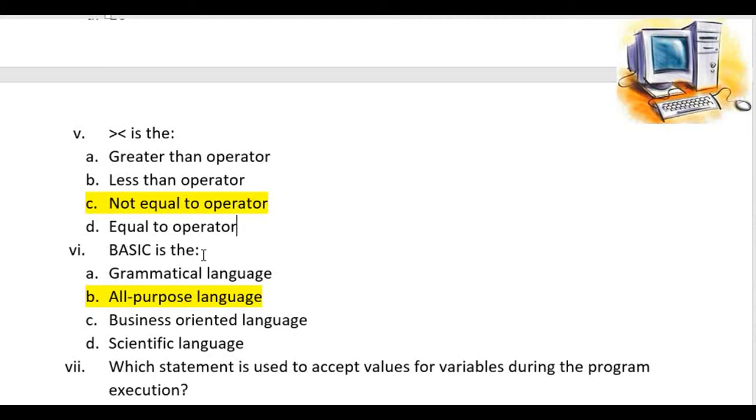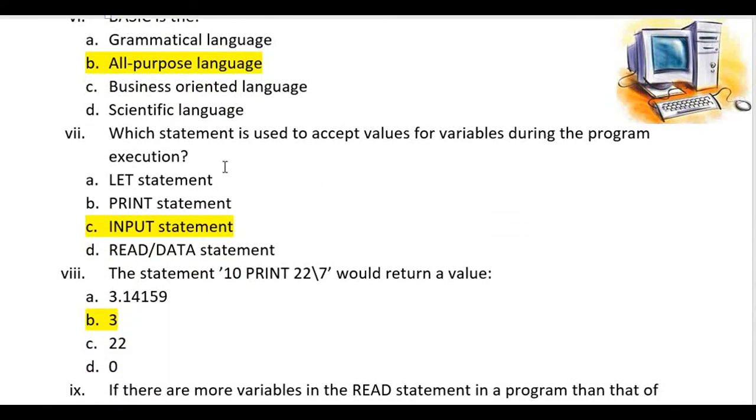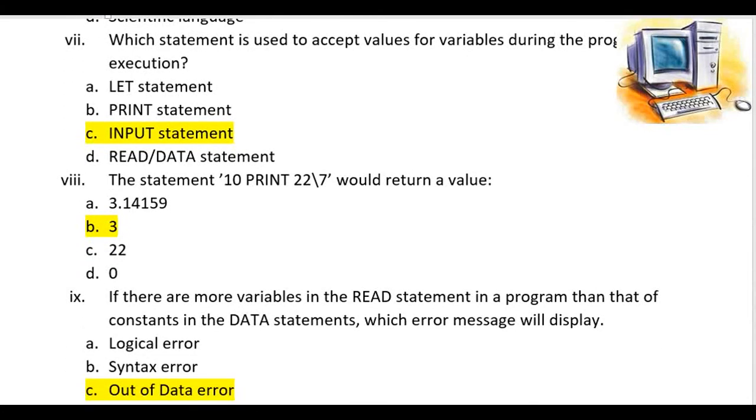Sixth MCQ is BASIC is an all-purpose programming language. Seventh MCQ: which statement is used to accept values for variables during the program execution? So option C is the correct answer, that is input statement. Whenever we want to input the value of any variable at runtime, we use input statement in the BASIC programming language.